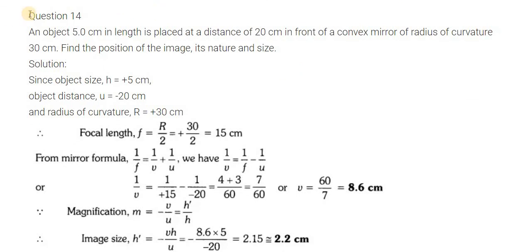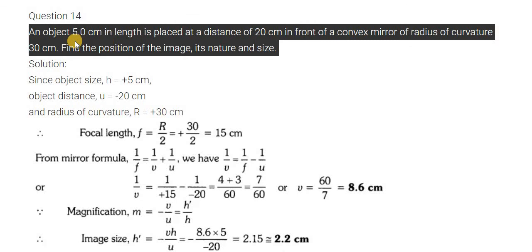Let's see the next question. Question number 14. An object 5 centimeter in length is placed at a distance of 20 centimeter in front of a convex mirror. Here the object size is given, it's 5 centimeter, and u is given, the distance is 20 centimeter.